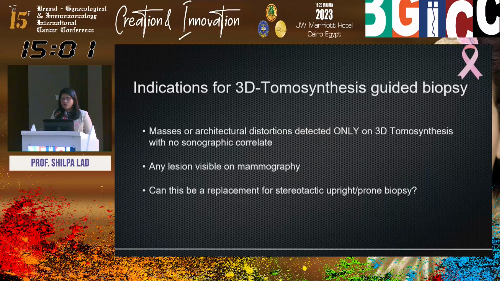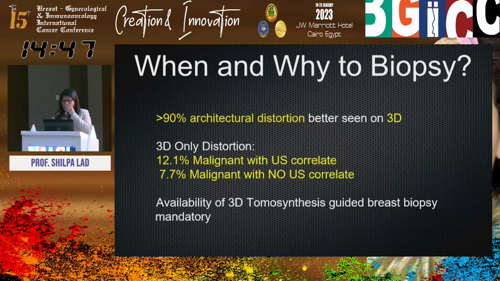But the question remains, why should we do that? Is there any good reason for converting our entire practice from stereotactic vacuum biopsy to tomo-guided vacuum-assisted biopsies, even for microcalcifications? So here is an impressive study. I'll show you the study in a minute. But the important point to understand is that 90% of architectural distortions are better seen on 3D. Of these architectural distortions, 12% with no sonographic correlate will be malignant, and about 12% with sonographic correlate will be malignant, and about 7.7% with no sonographic correlate will also be malignant.